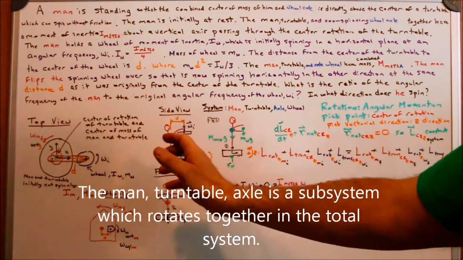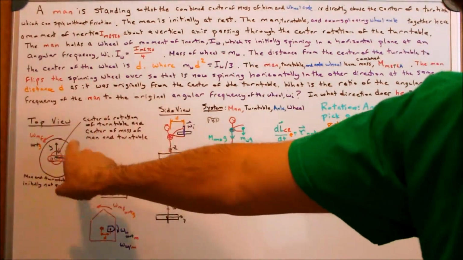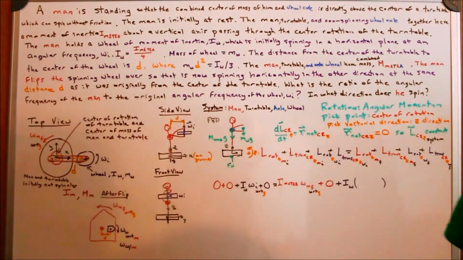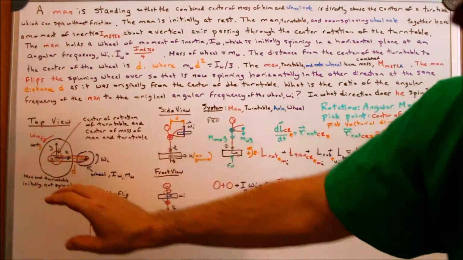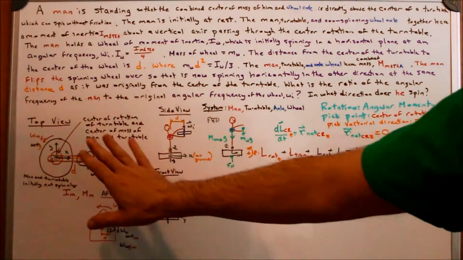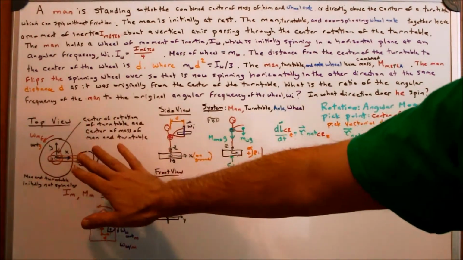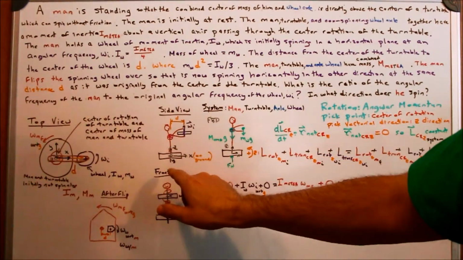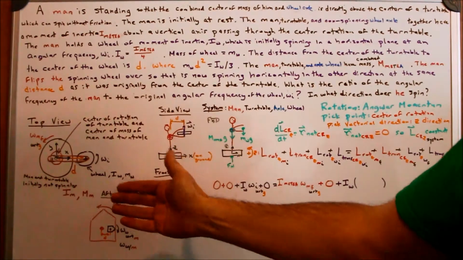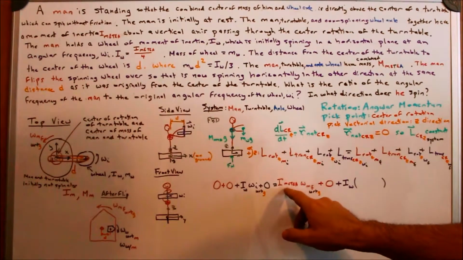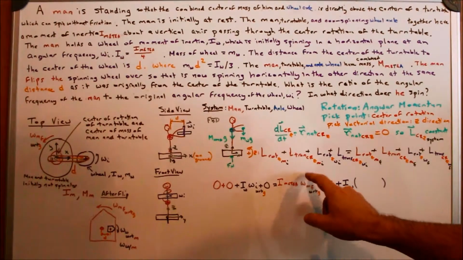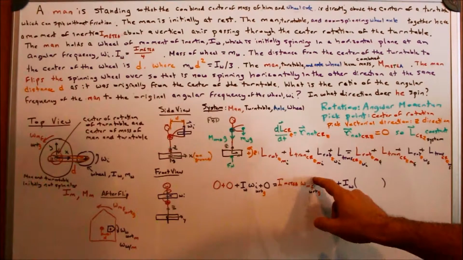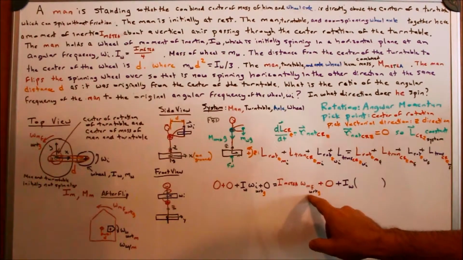turntable axle system rotating? Well, potentially he is rotating around there. So let's call that omega of man final, and omega is always with respect to ground. It's not with respect to the turntable or something else. Omega has to be with respect to our coordinate system, which we pick as an inertial coordinate system, around here. So this is the moment of inertia of the man turntable axle times the angular frequency of the man finally with respect to ground.